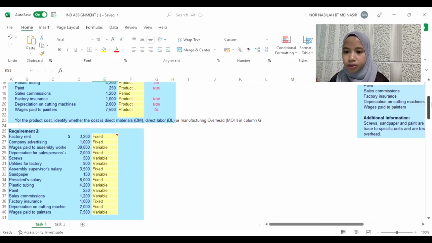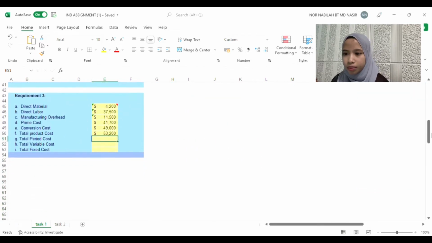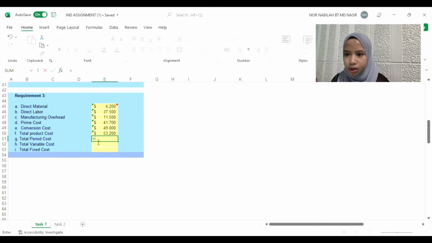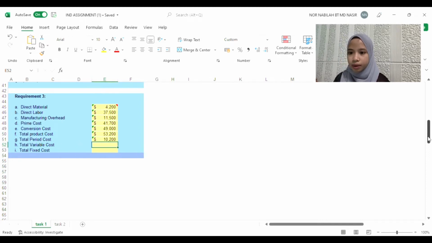Next, total period cost. Look at the period cost: company advertising, depreciation of salesperson vehicle, president's salary, and the last one. So we add E8 plus E10 plus E15 plus E18, and the total is 10,200.